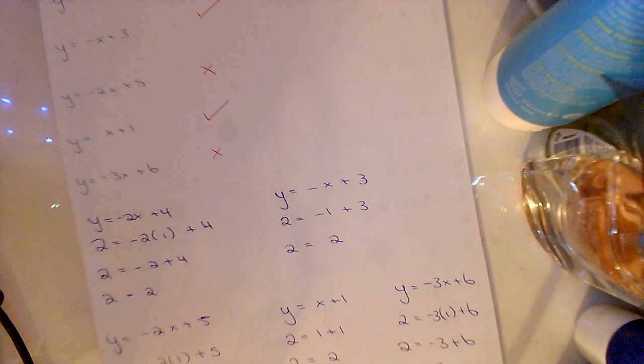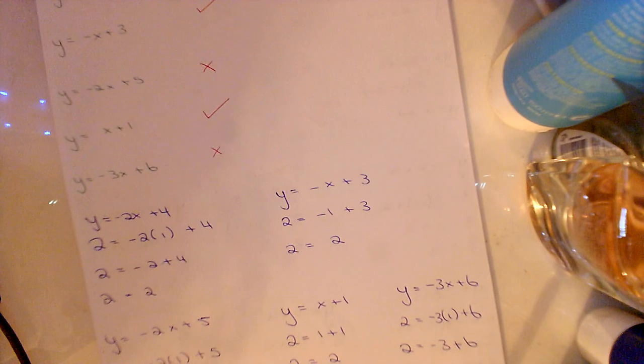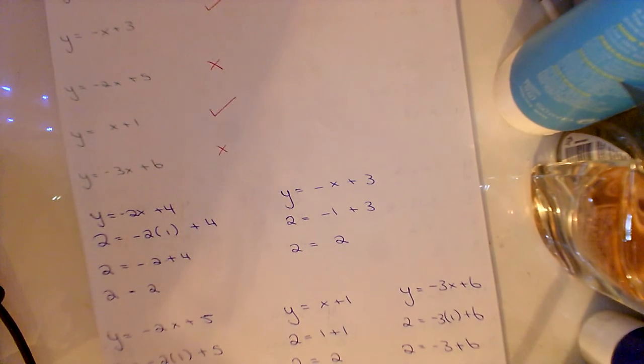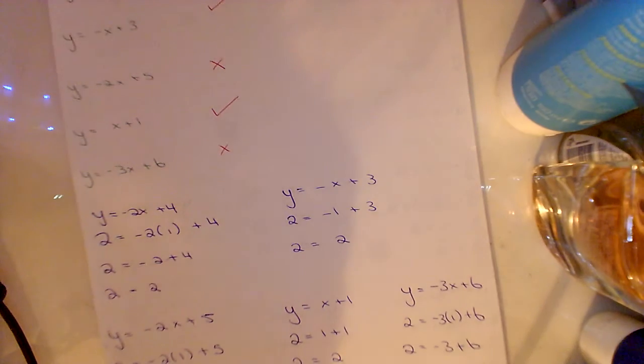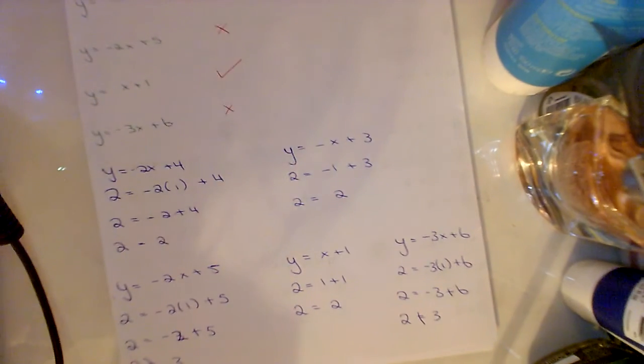And part 5 then, I have y is equal to minus 3x plus 6, and I get 2 is equal to minus 3 bracket 1 plus 6, and I get 2 is equal to minus 3 plus 6. 2 is not equal to 3.